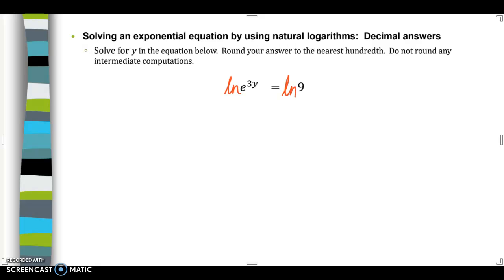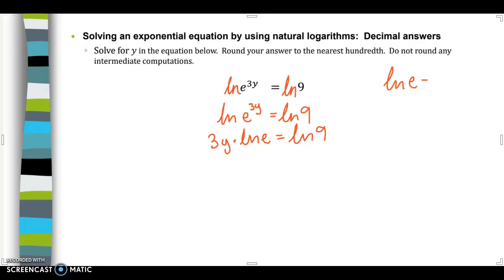of both sides. So we get the natural log of e to the 3y equals the natural log of 9. The power rule, so the power property, says we can bring down this 3y. So we get 3y times the natural log of e equals the natural log of 9. Now why was that nice? Well, remember, the natural log of e is log base e of e. And this property says that is equal to 1.